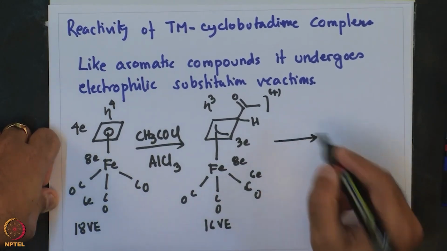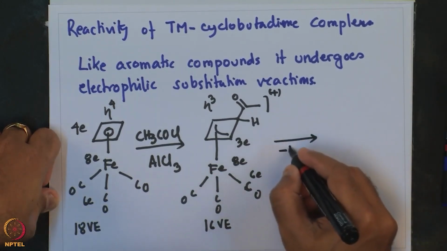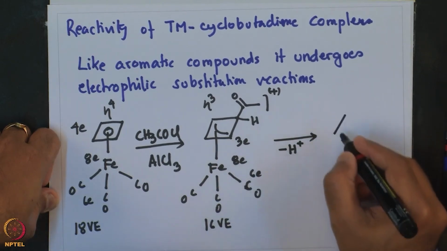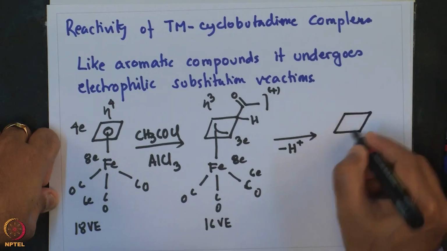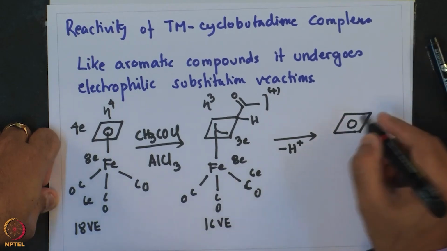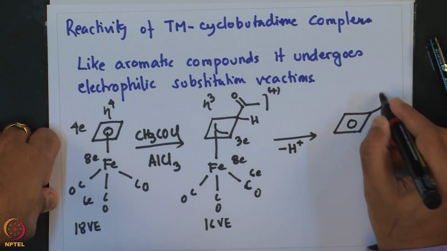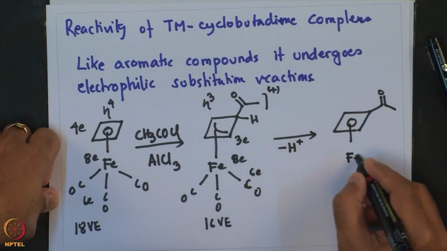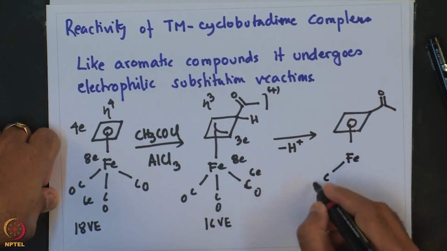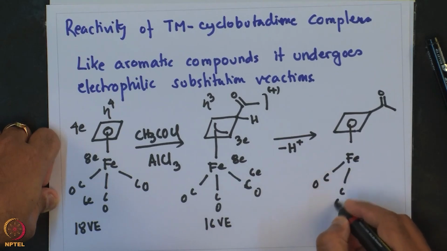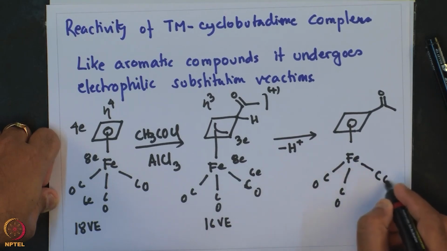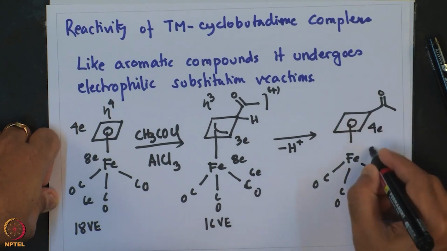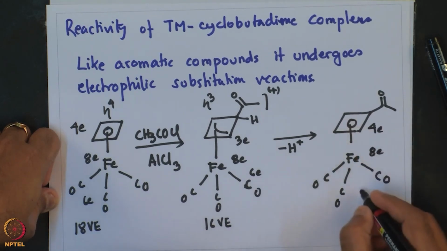Which is not too stable, loses back its proton to give the acylated cyclobutadiene compound bound to iron tricarbonyl. So now this again attains the 18 valence electron structure.